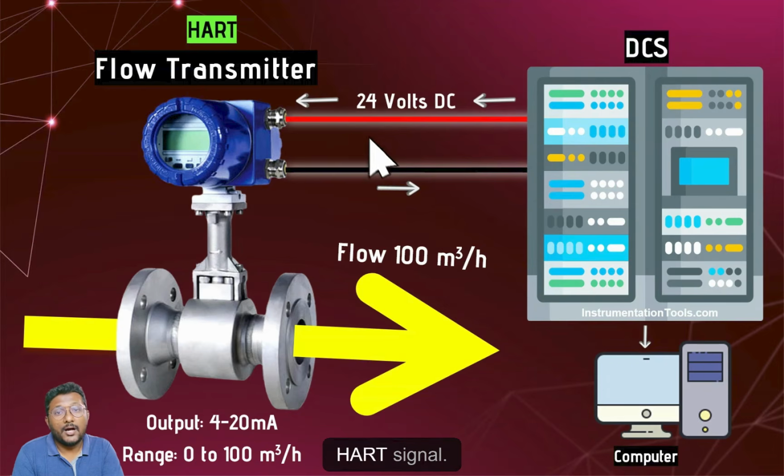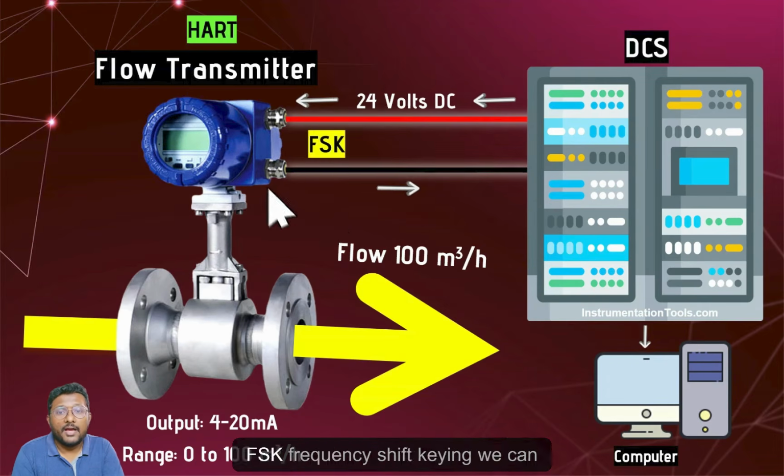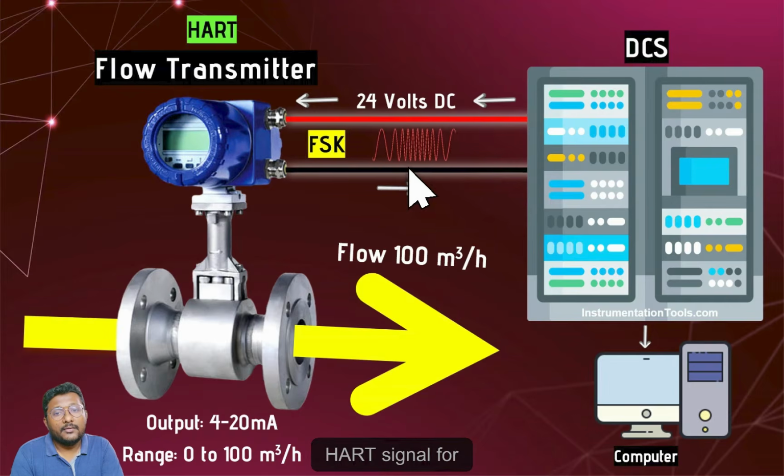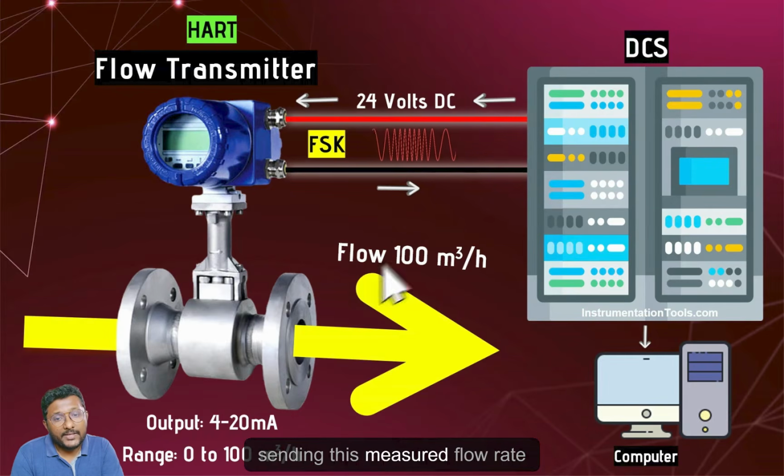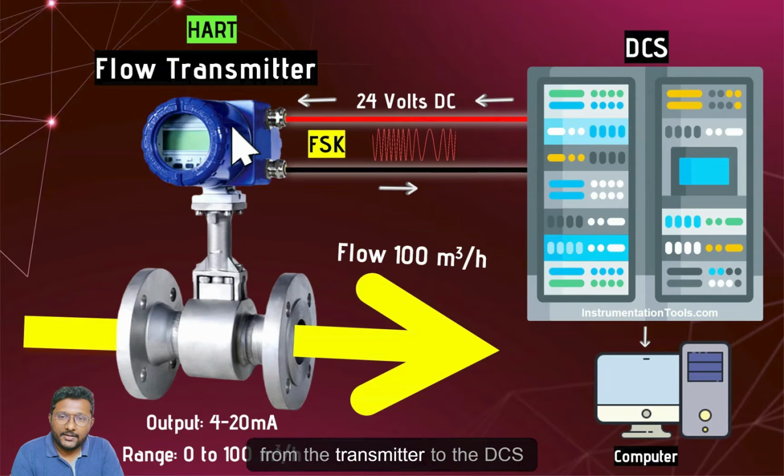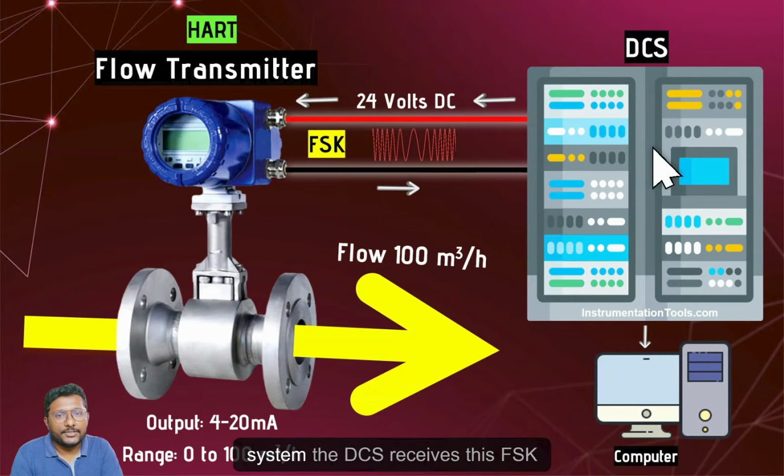We can use this HART signal. What is the HART signal? FSK, frequency shift keying. We can use this HART signal for sending this measured flow rate from the transmitter to the DCS system.